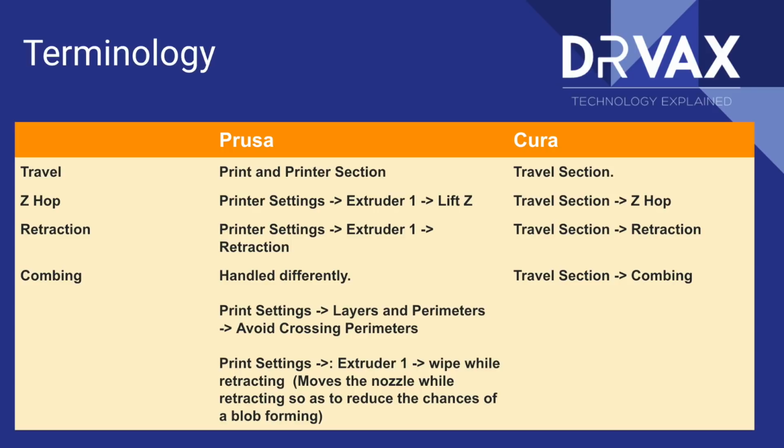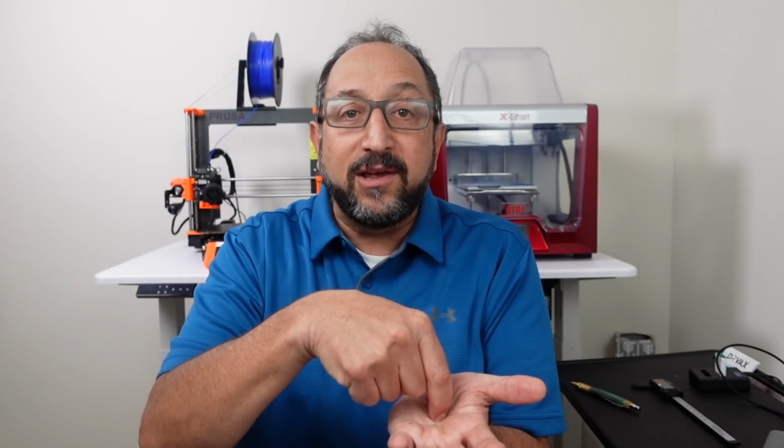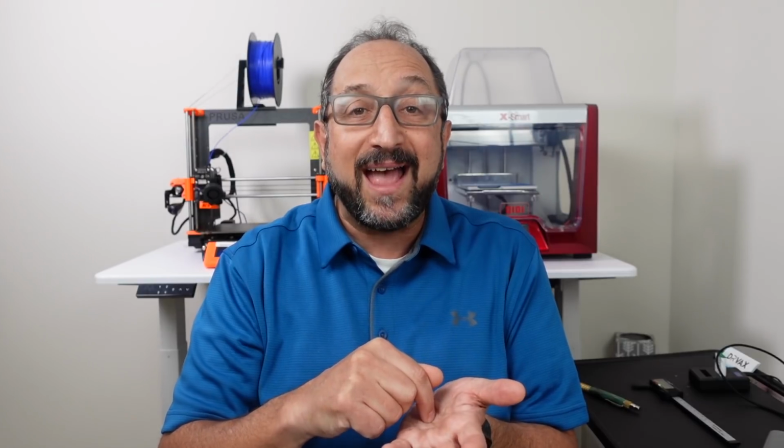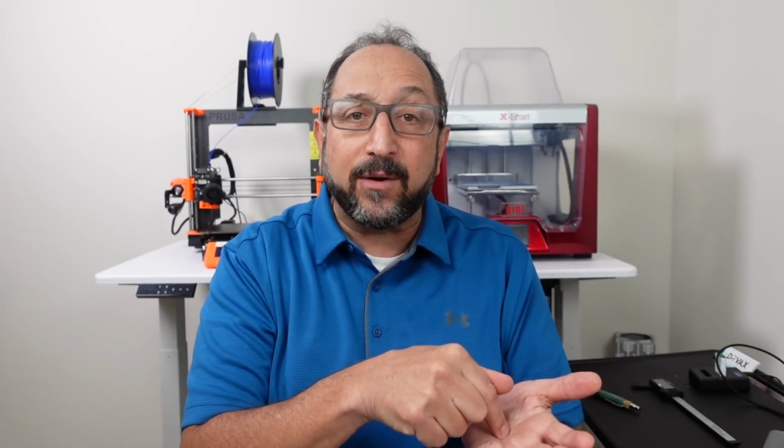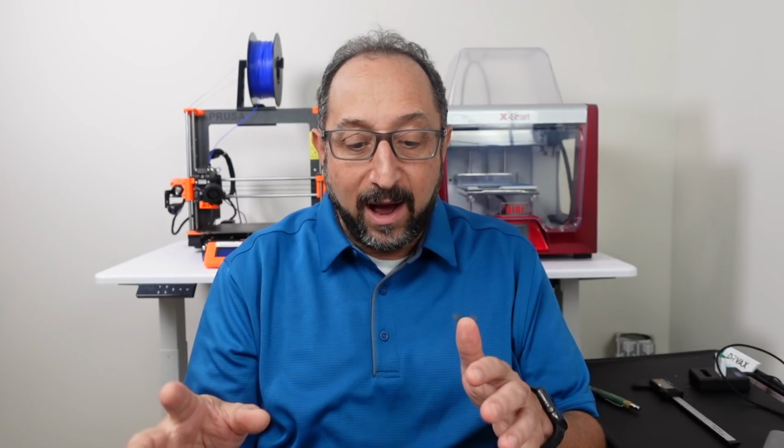The closest equivalent to that in Prusa is the print setting to avoid crossing perimeters and whether to wipe while retracting. Now, wipe while retracting says don't retract in place and then move. Start retracting as you move, as you travel. But that could cause stringing, but it will eliminate blobs at the beginning area where you're doing the retracting. So combing and the avoid crossing perimeters and wipe while retracting parameters are both designed to help with stringing.